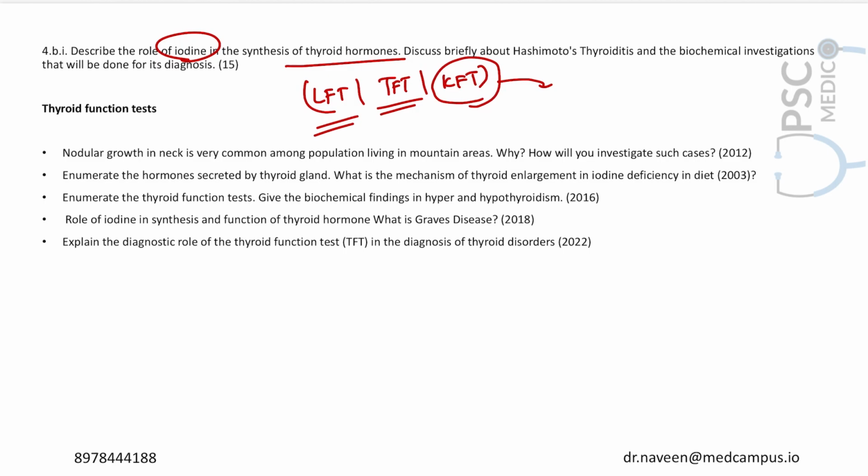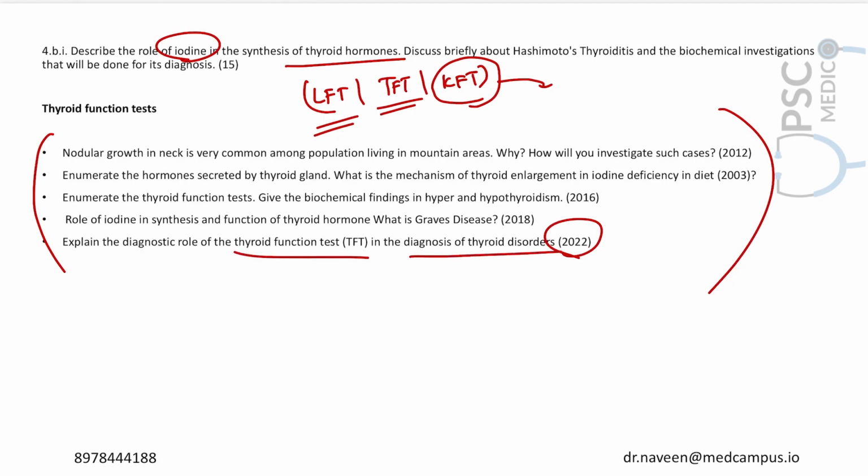Maybe in the future they'll ask kidney function test because they haven't asked kidney function test in the last 4 to 5 years, right? So that's how. And look at the number of thyroid function test questions they asked. In the recent past also, in 2022, there's a question on thyroid function test and the diagnosis of thyroid disease. This way they went into specifics about Hashimoto's thyroiditis. Previously they asked about Graves' disease. So they're asking specific questions, but again at the end of the day the biochemical investigations and all are the same.